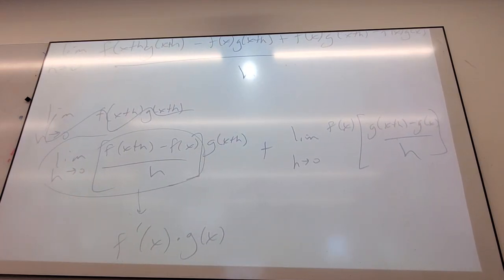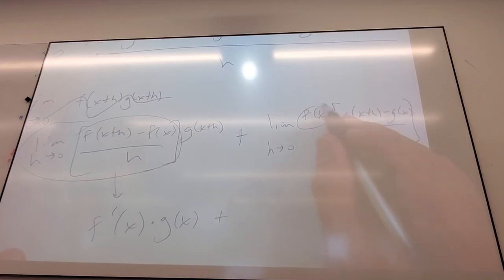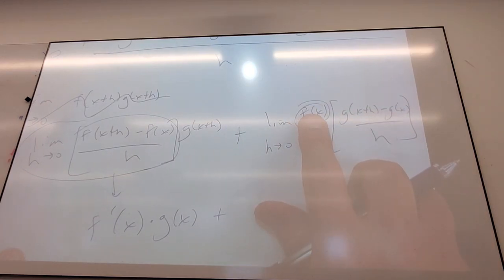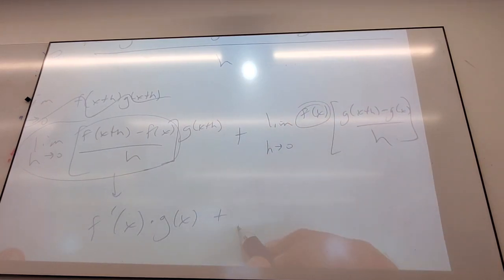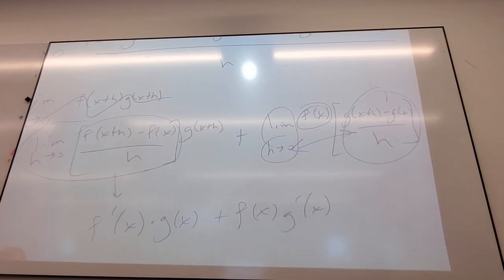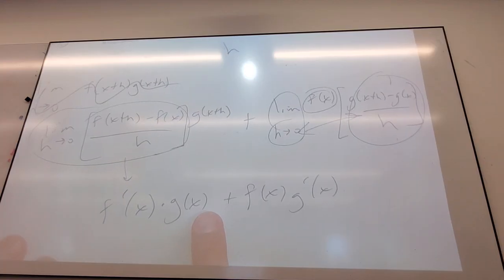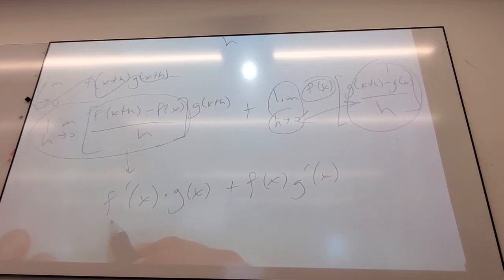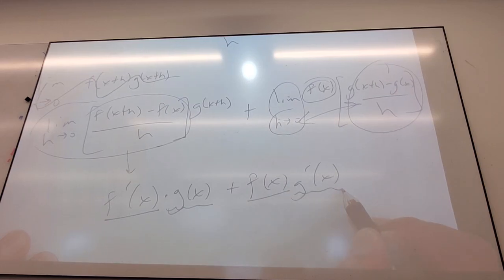G of x, yeah. And then over here, I get f of x times g prime, since as h goes to 0, f of x doesn't care. And what is this the definition of? g prime. So if I have a product, it's the derivative of the first piece times the second plus the first piece times the derivative of the second.